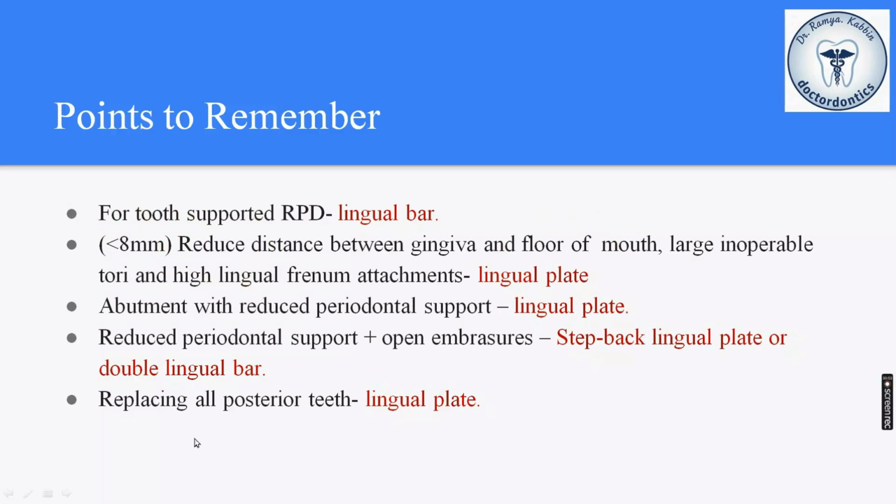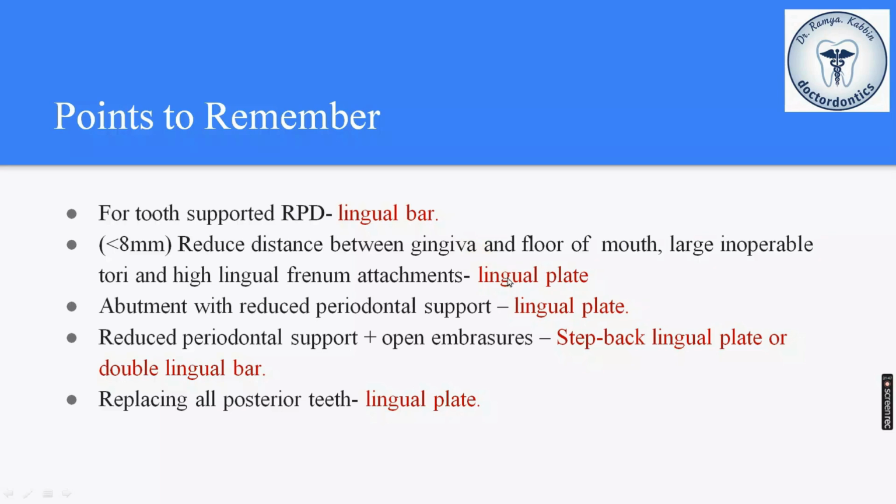Now, all points to remember, I will tell you what connectors are used in what conditions. So whenever there is a tooth supported RPD, that is there are no posterior teeth missing, that you will have posterior teeth as well as anterior teeth and the middle one is missing, that time you can use the lingual bar. The lingual bar must have 8 mm space between the gingival margin and floor of the mouth. If there is less distance between the gingival margin and floor of the mouth, and whenever there is a large inoperable tori and there is a high lingual frenum attachment, lingual plate is the best for all things.